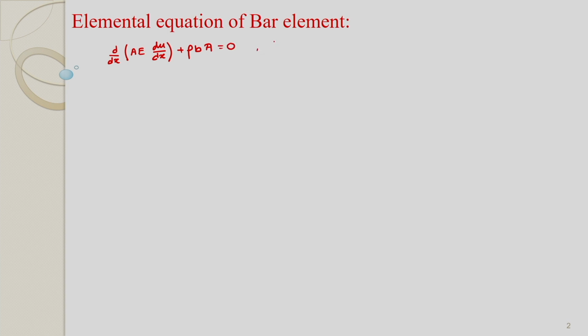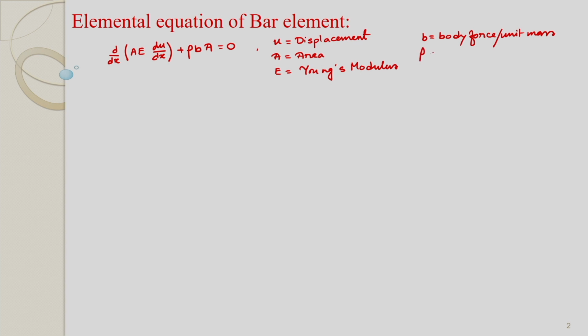Here, U is displacement, A is area, E is Young's modulus, B is body force per unit mass, rho is density of the material. So, this is the bar equation.